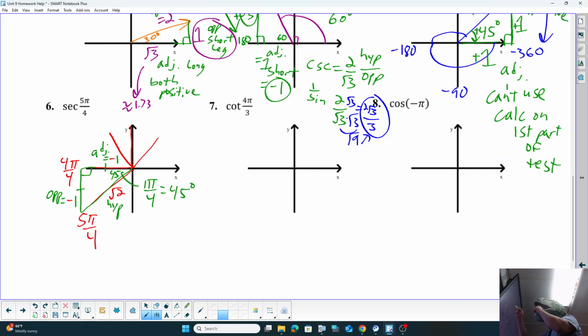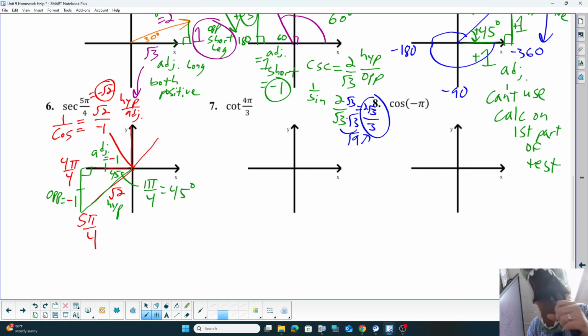So what is secant? Secant is 1 over cosine. So that's going to be hypotenuse over adjacent. Hypotenuse over adjacent is radical 2 over the adjacent, which is negative 1. So the answer should be negative radical 2. That's our answer, number 6.